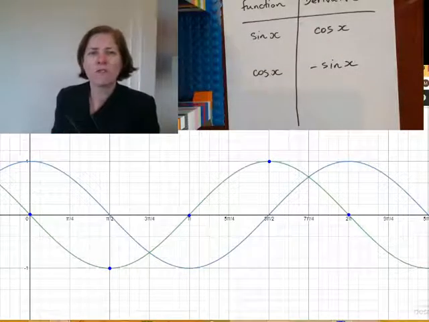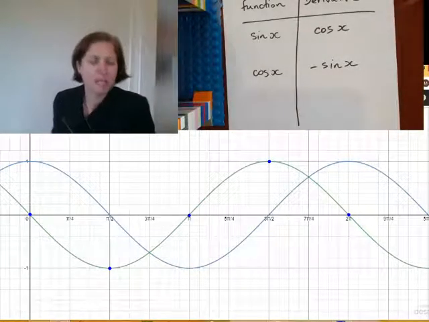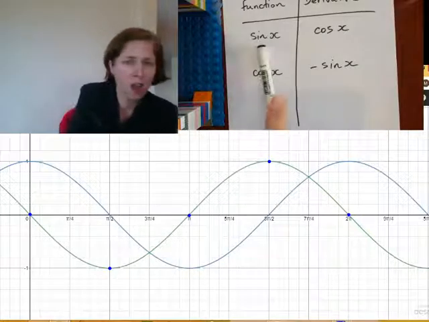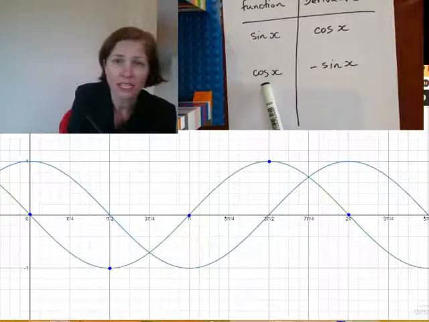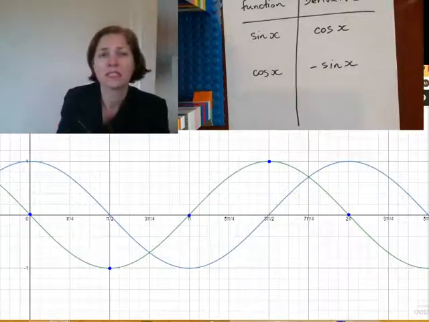All right. What I've shown you is not a proof, but it's a demonstration that when my function is sine x, the derivative is cosine x. And when my function is cosine x, then the derivative is minus sine x.